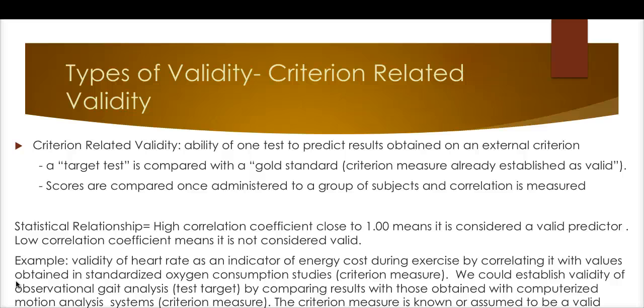The example that I provided is if you're looking at validity of heart rate as an indicator of energy cost during exercise by correlating its values with those obtained in standard oxygen consumption studies, that would be your criterion measure. We would establish validity of observational gait analysis, that's the test target, by comparing results with those obtained with computerized motion analysis systems, the criterion measure.